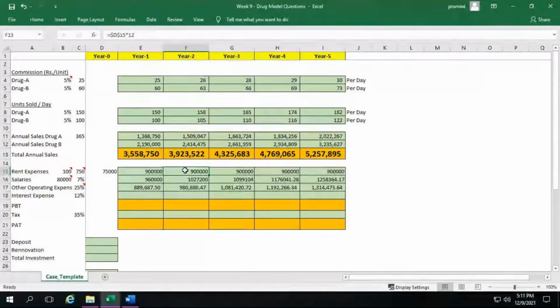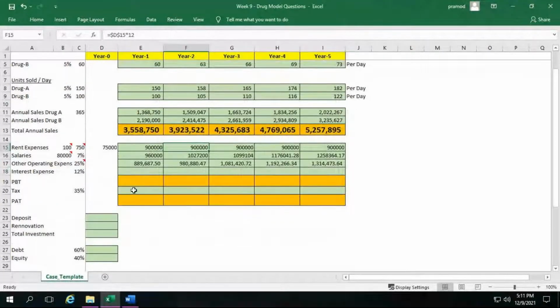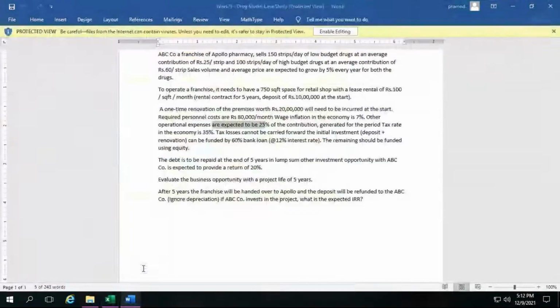Sir, whatever question you have sent in the model, the drug model, in the Word file, the whole question is one question, sir. Yes, the whole Word file, whatever you see, is a question itself. It is one single question, complete. So to solve your case study, everything is the question.